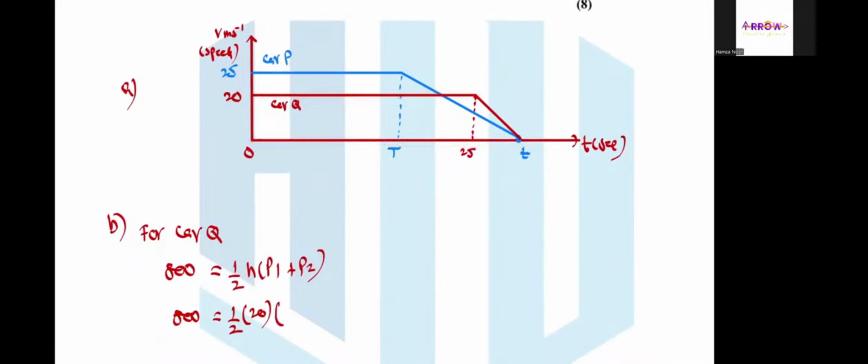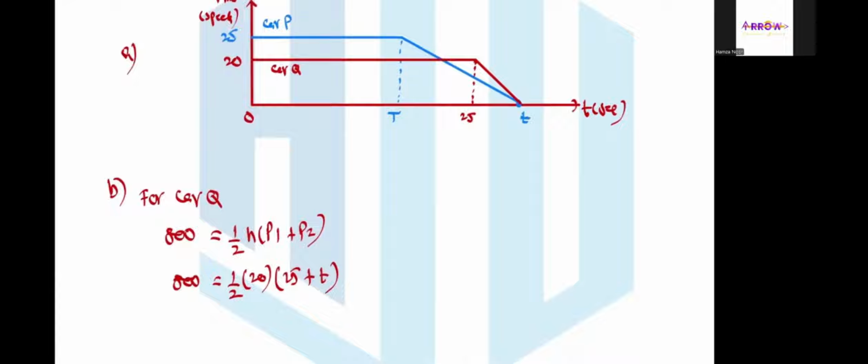One parallel side is 25 and the other parallel side is a small t. So just solve this equation and obtain the value of a small t. So 800 multiplied by 2 divided by 20 is equal to 25 plus t. Okay, so just calculate this value.